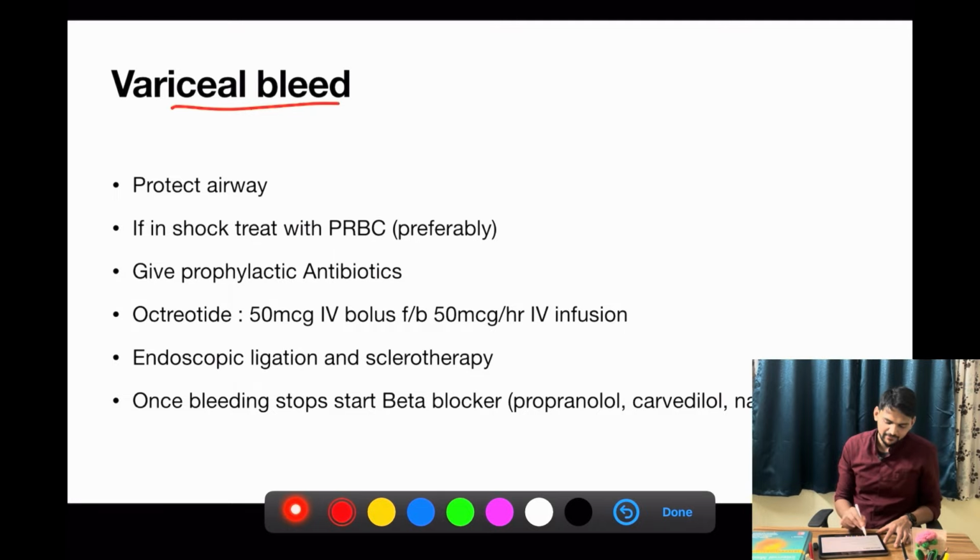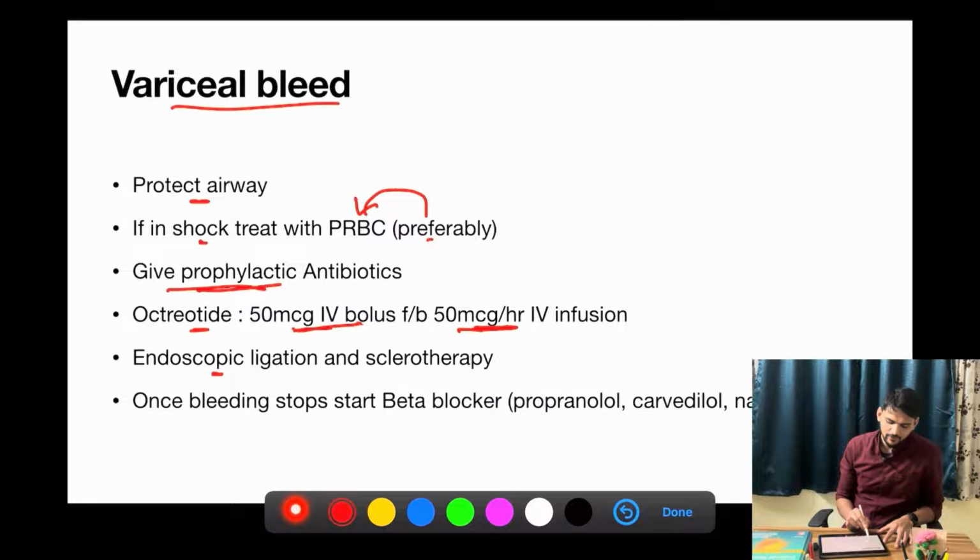Next complication is variceal bleed. Whenever there is bleed, the first priority is again protection of airways. If this bleeding has led to shock, preferably try to replace PRBC, and in this case we have to give prophylactic antibiotics, which I have just discussed in the SBP section. And we can utilize a medication, octreotide. The dosage, I hope the majority of you know, is 50 microgram IV bolus followed by 50 microgram per hour IV infusion.